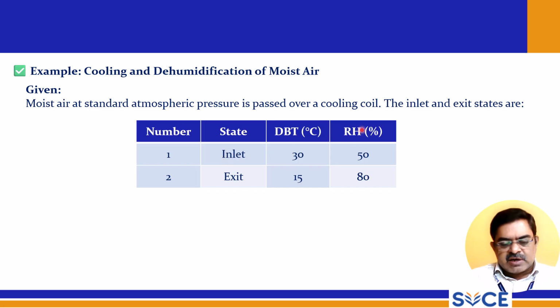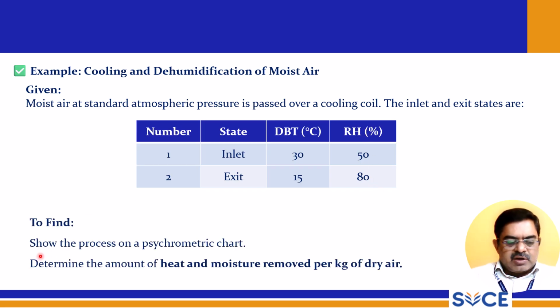Dry bulb temperature and relative humidity are given: 30 degrees Celsius and 50 percent. At exit it is 15 degrees dry bulb temperature and relative humidity is 80 percent. Find and show the process on a psychrometric chart. Determine the amount of heat and moisture removed per kg of dry air.